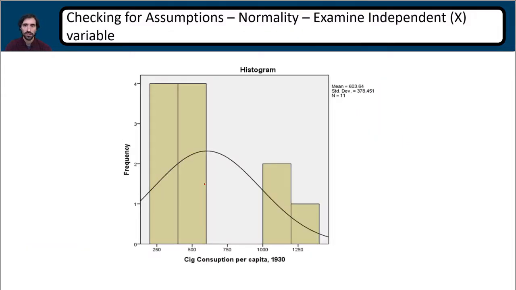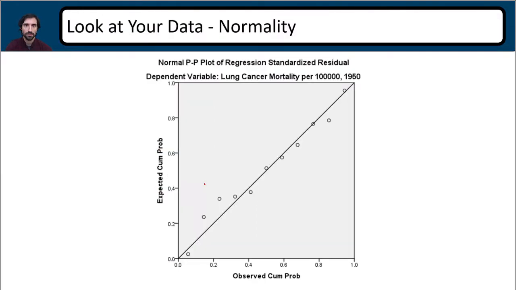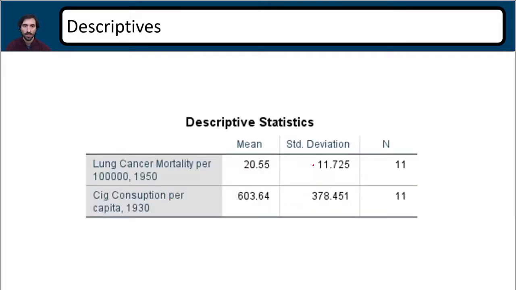Here's what the histogram looks like. It's slightly positive skewed. All right, and this is our PP plot of regression. And again, this gives us a line to show where the residuals are based on our observed and our expected probability, cumulative probability.